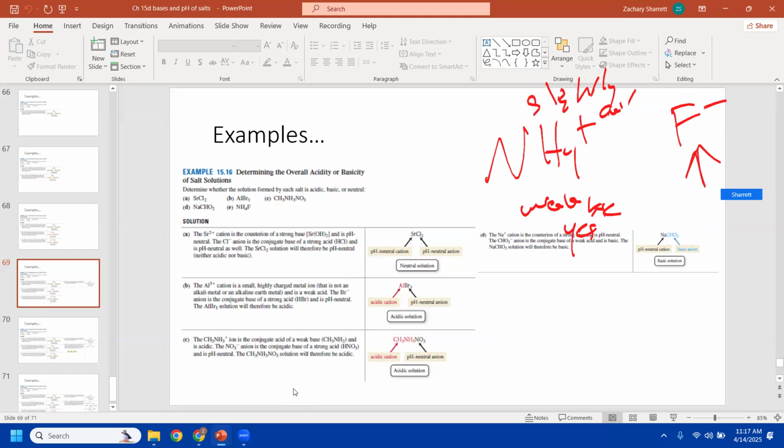What is this? Does that come from a strong acid? Is HF a strong acid? So that comes from a weak acid, which means it's going to be slightly basic. Uh-oh. We got something that's acidic and something that's basic. Does that mean it's neutral? What do you think?